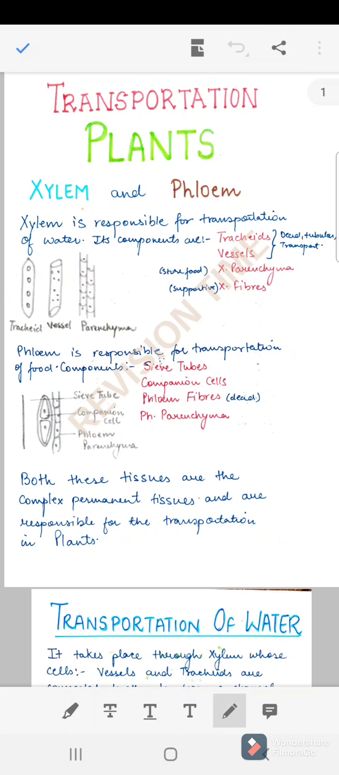So earlier we have started with the life processes chapter and we have covered nutrition, respiration and transportation in human beings. So today let us continue with the transportation in plants.